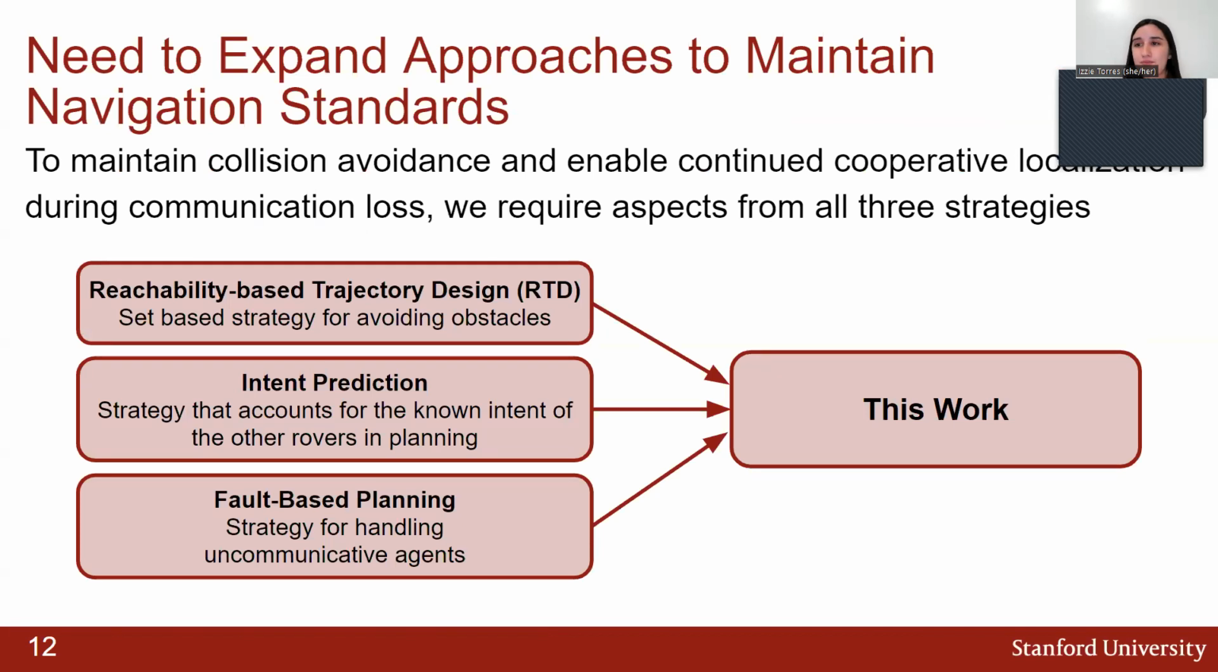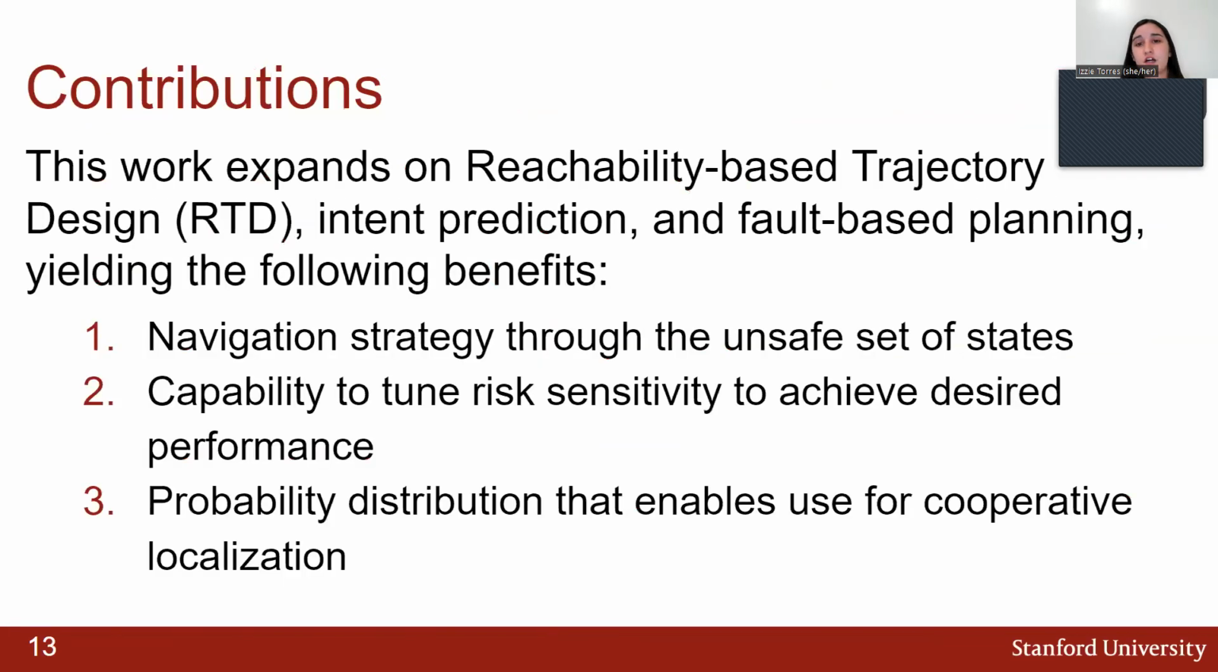So, with the previous three approaches, clearly each lacks an ability to appropriately address the problem at hand. And so in this work, we will be combining all three. Our contributions are expanding upon RTD, intent prediction, and fault-based planning in order to enable navigation strategies through the unsafe set of states, enable tuning risk sensitivity to achieve desired performance, as well as create a probability distribution describing the likelihood of the rover being in different states in order to enable use for cooperative localization.